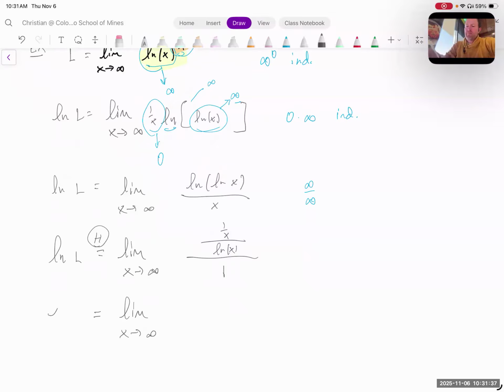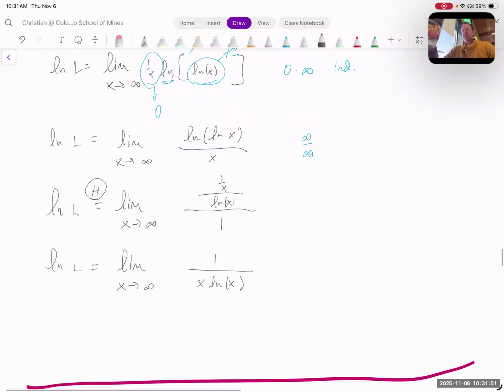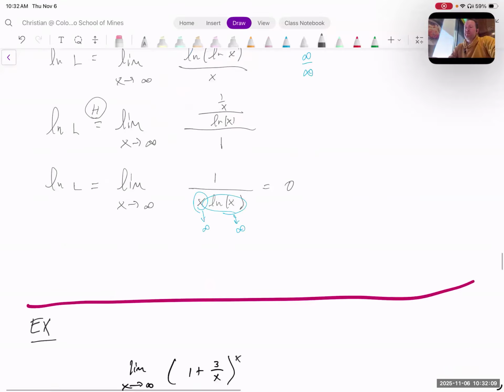let's see what happens. Natural log of L on the right, we end up with 1 over, if we do copy dot flip, the x and the natural log of x end up in the denominator together. And we know both of those were going to infinity. This piece is going to infinity, so is this piece. Infinity times infinity is not an indeterminate form. So we have a fixed number, 1, over a denominator getting big. That limit goes to 0.